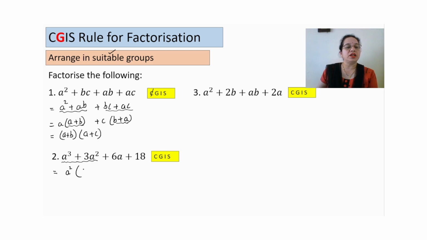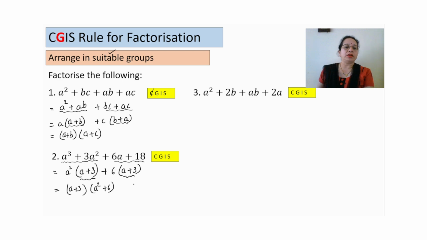So what is left? A plus 3. Now in these two I can take 6 common. So what is left? A plus 3. Again you can see that A plus 3 is common. So take A plus 3 common, and what is left? A square plus 6. So these are the two factors.